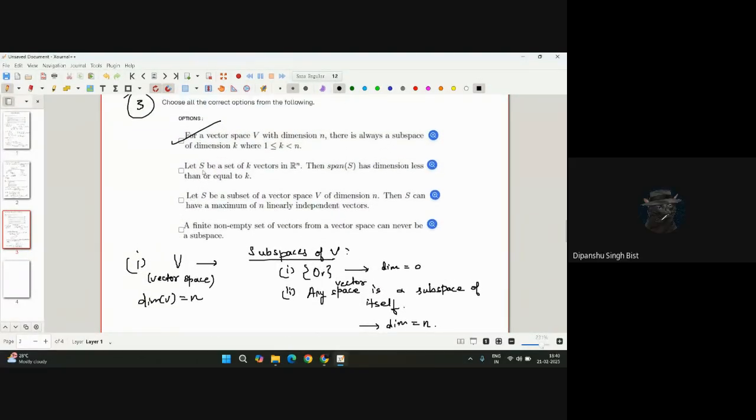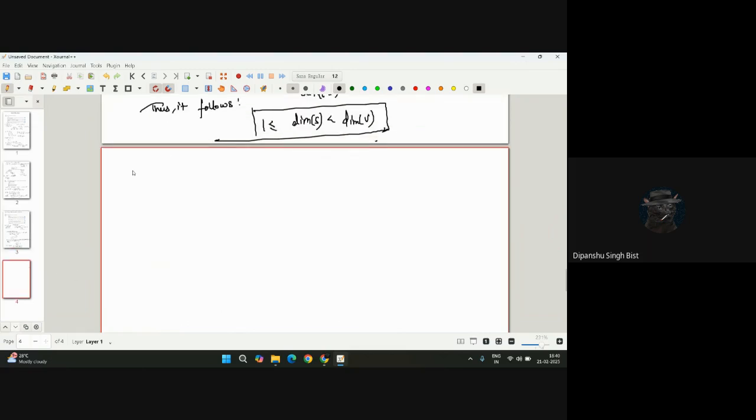Then it says let S be a set of k vectors in Rn. Then the span of S has dimension less than or equal to k. So this time S is a set having k vectors. I'm writing it as cardinality of S is k. Cardinality means the number of elements in a set. So the cardinality of S is k.